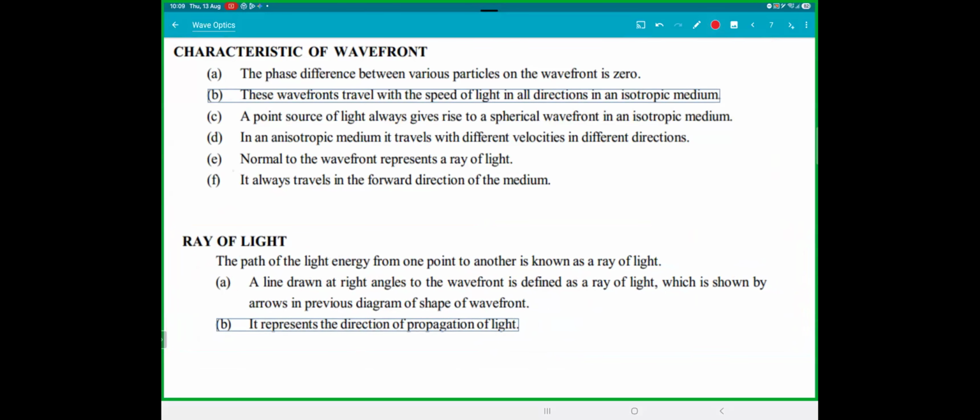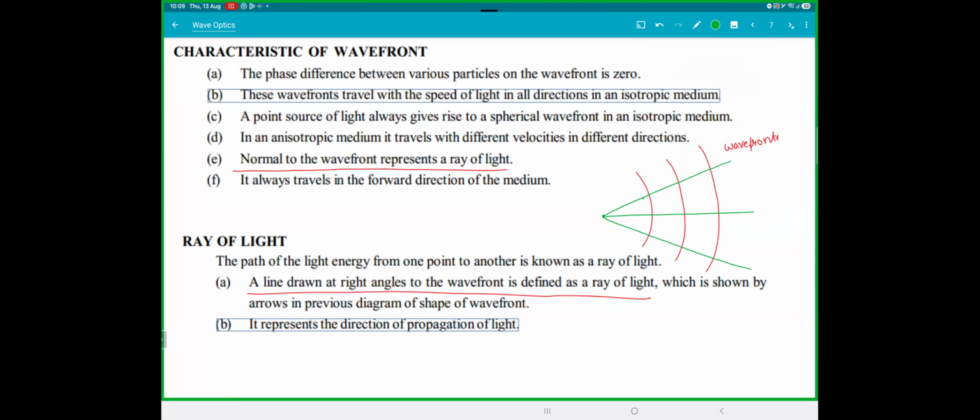So again, the normal to the wavefronts represents the ray of light. A line drawn at right angles to the wavefront is defined as a ray of light. Meaning, suppose these are wavefronts. So how is the light propagating here? Light is propagating like this. The green ones are the light rays, so these are perpendicular. You can think of them like electric field lines and equipotential surfaces. So the green ones are the propagation of light and the red ones are the wavefronts.